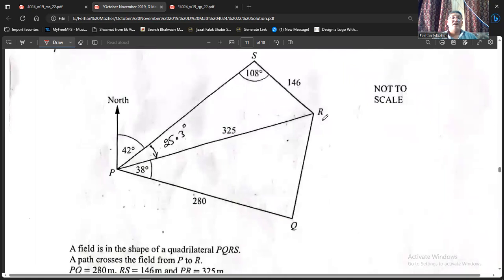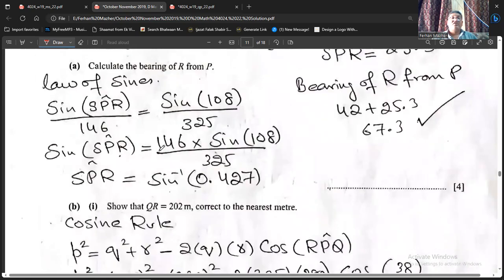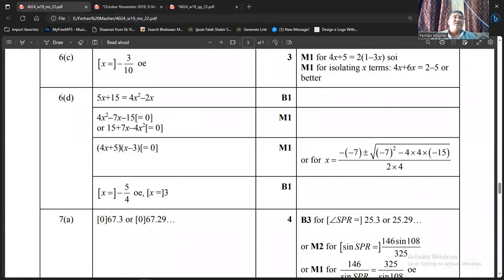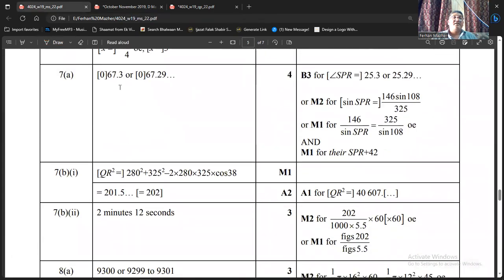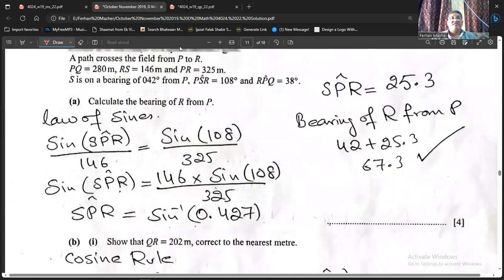So the bearing of the R from the P is this. It is 42 plus 25.3. So the bearing of the R from the P will be 42 plus 25.3. That is 67.3. 67.3 is the bearing, and our answer is right. This is how this is done.